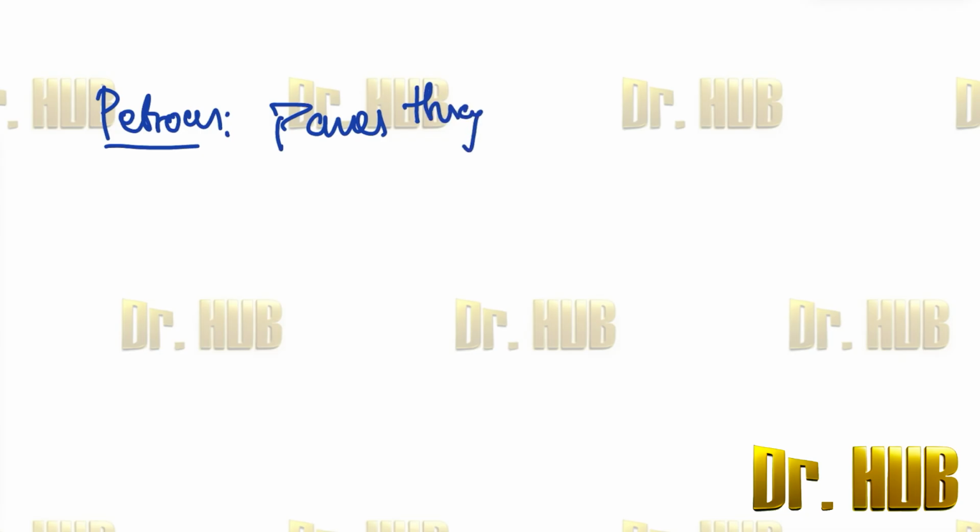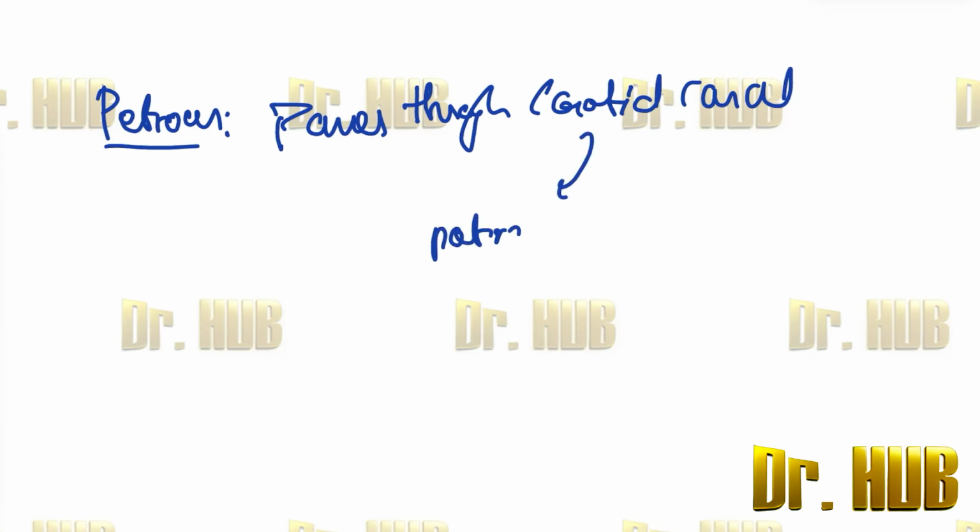Next is the petrous part. Under the petrous part, it passes through the carotid canal in the petrous part of the temporal bone.